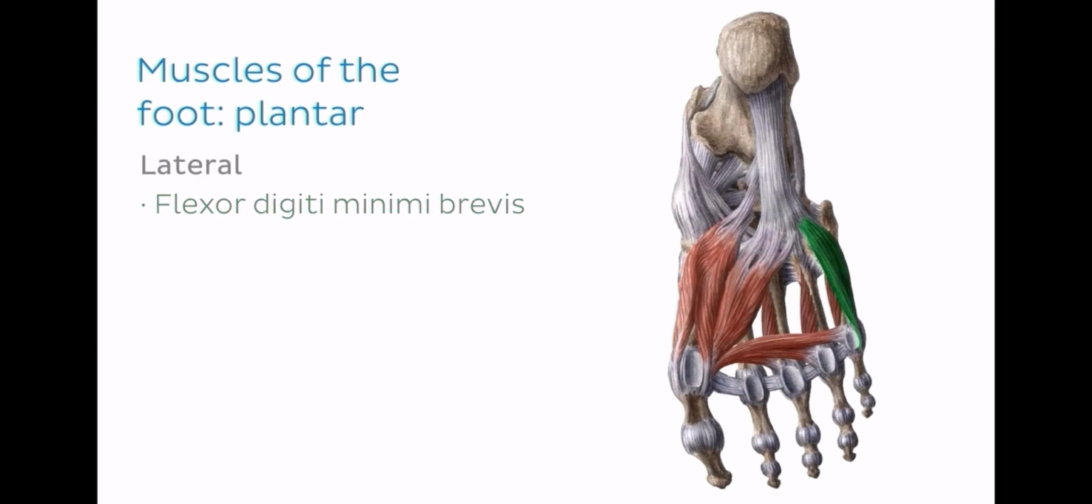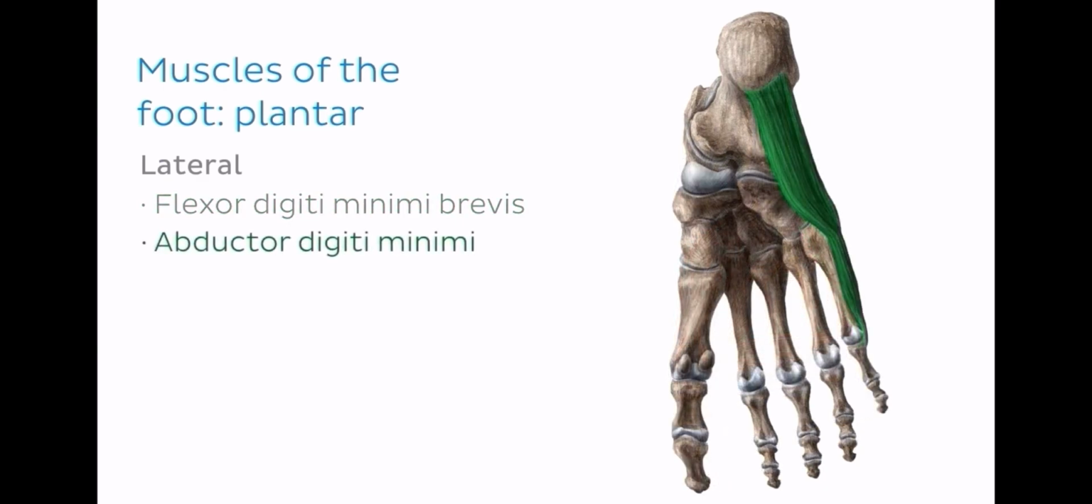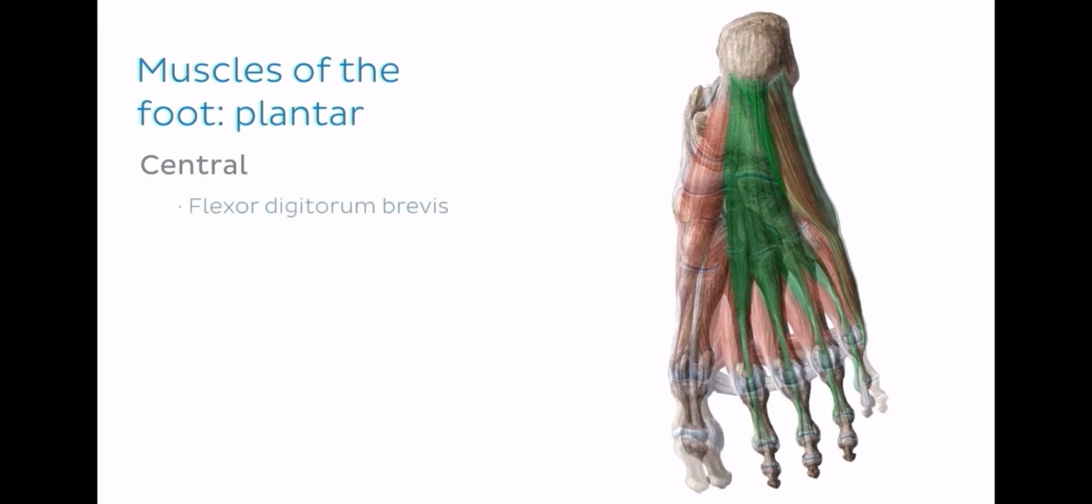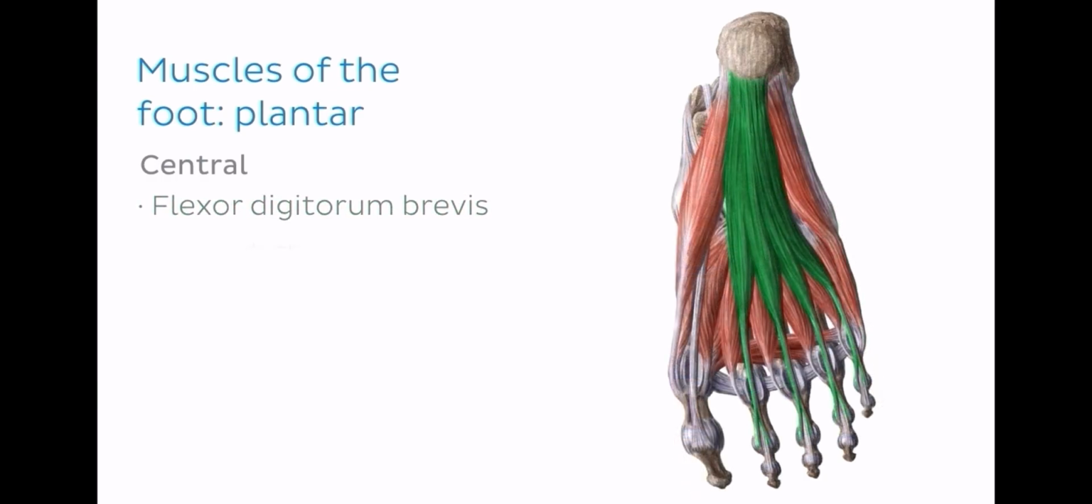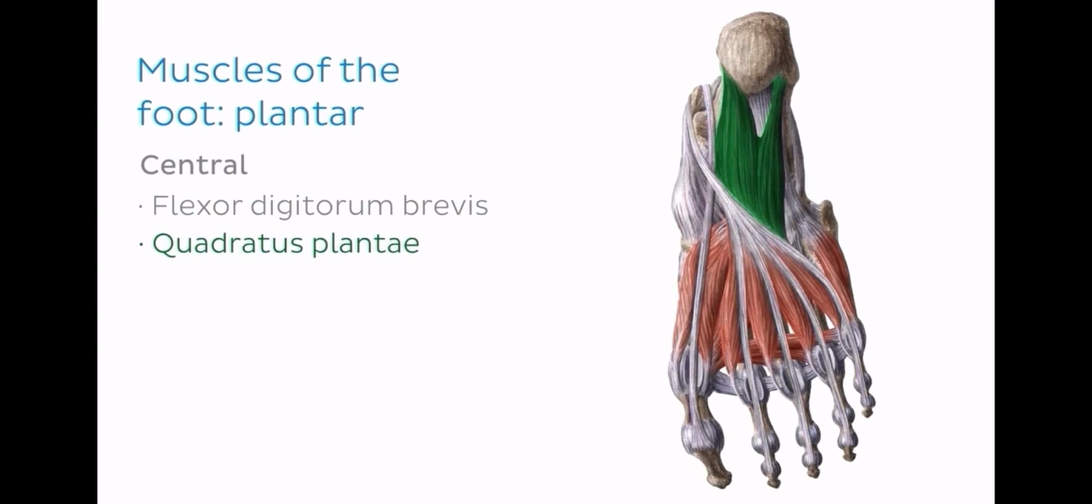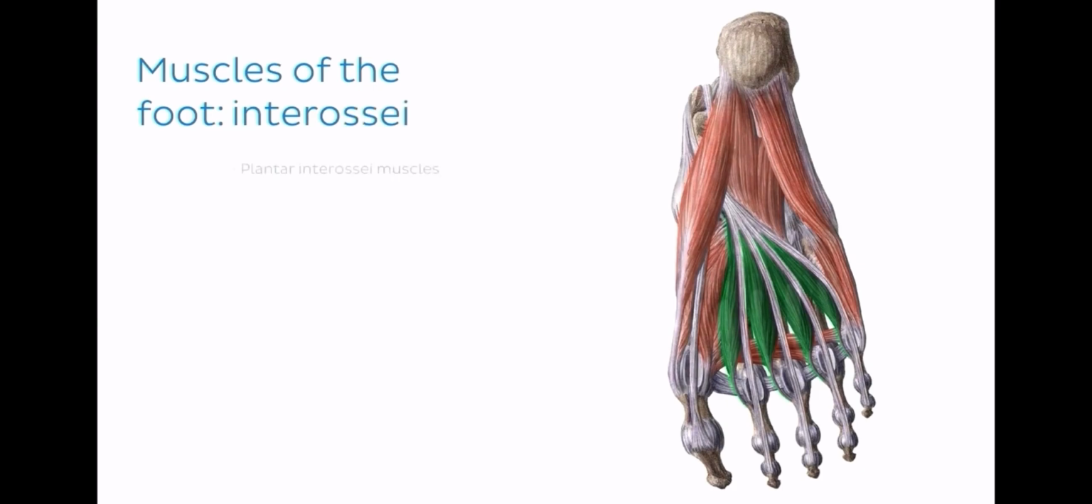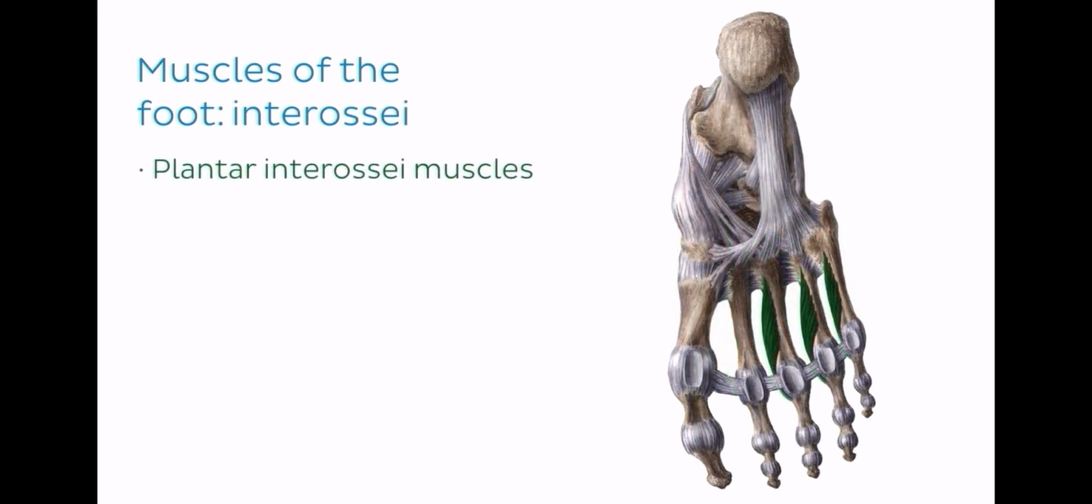We then looked at the abductor digiti minimi muscle, which abducts the little toe, and then we moved on to the central muscles of the plantar aspect of the foot, which included the flexor digitorum brevis muscle and the quadratus plantae muscle, which augments the action of the flexor digitorum brevis muscle. We also talked about the lumbrical muscles, which is a group of four short muscles of the foot. And then we talked about the interossei muscles, which are on both sides of the foot, the plantar interossei muscles and the dorsal interossei muscles.